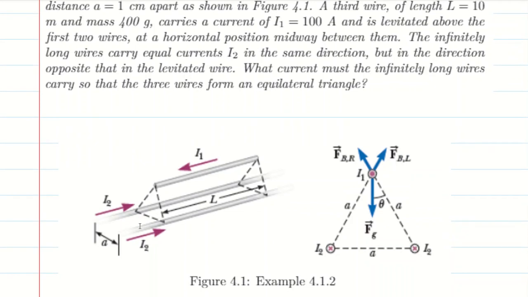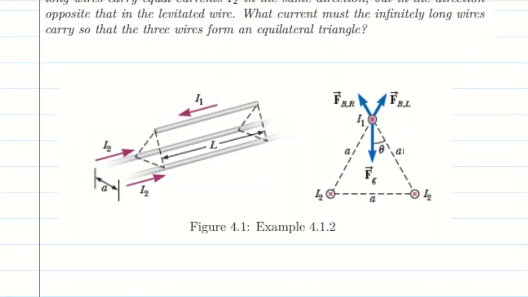Now, the question is, what must be the current in the infinitely long wires so that the three wires form an equilateral triangle? So when we say equilateral triangle, the distances between them are all the same. If you look at the figure, this one is our levitated wire, and these two are the infinitely long wires, which are A distance apart, equal to 1 centimeter. So if it's an equilateral triangle, if this is 1 centimeter, this should also be 1 centimeter and 1 centimeter.